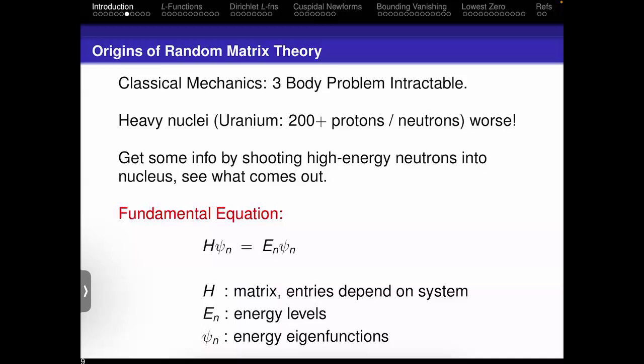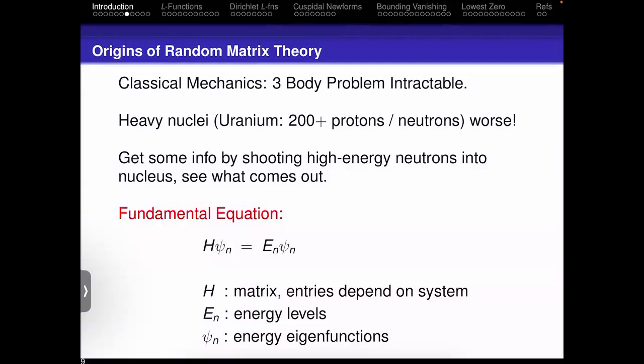So what physicists do is they shoot heavy nuclei into the uranium and see what comes out. They would love to shoot neutrons of arbitrary energy, but they can't. They can only shoot in certain neutrons. And from that, they get some information about what's going out. It turns out there's an analog of this in studying zeros of L functions.